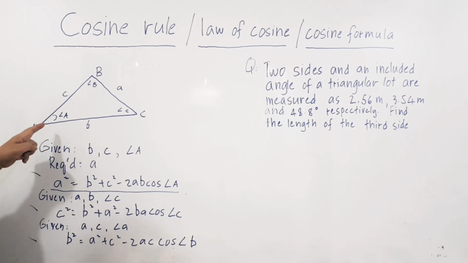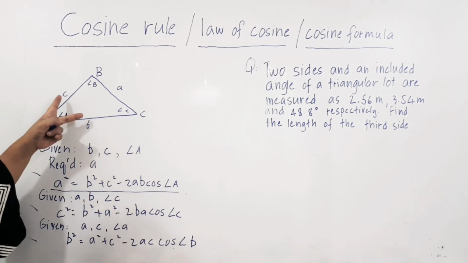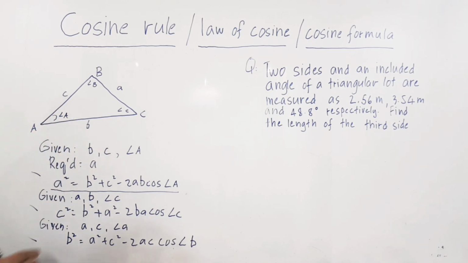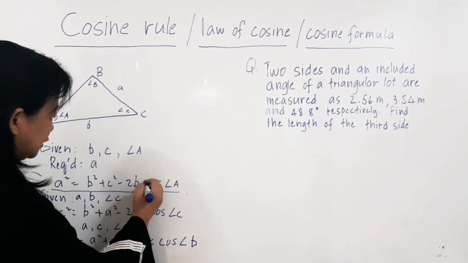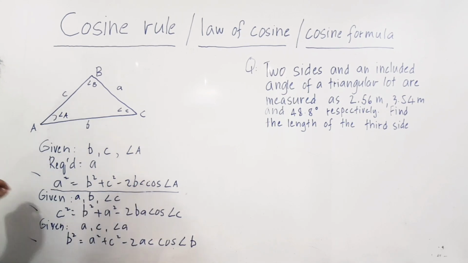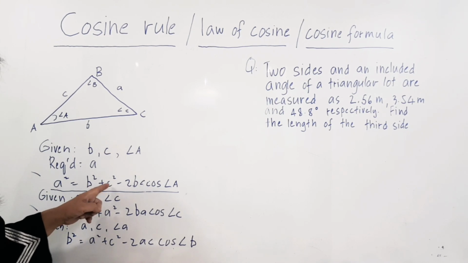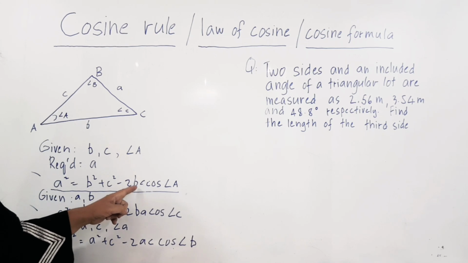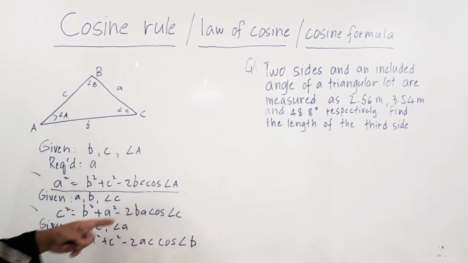As I've said, if side A is required, angle A, the opposite angle, must be given, and the two included sides, which are B and C. Because if B and C are given, so minus 2 times B and C cosine of the opposite angle A. Likewise, if side A and B and angle C are given, we find C squared is equal to A squared plus B squared minus 2AB cosine of angle C.